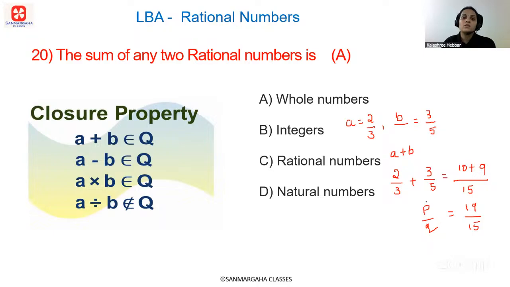Okay, so the sum of any two rational numbers is a rational number only. So option C is the correct answer. That is option C, rational numbers. Thank you.